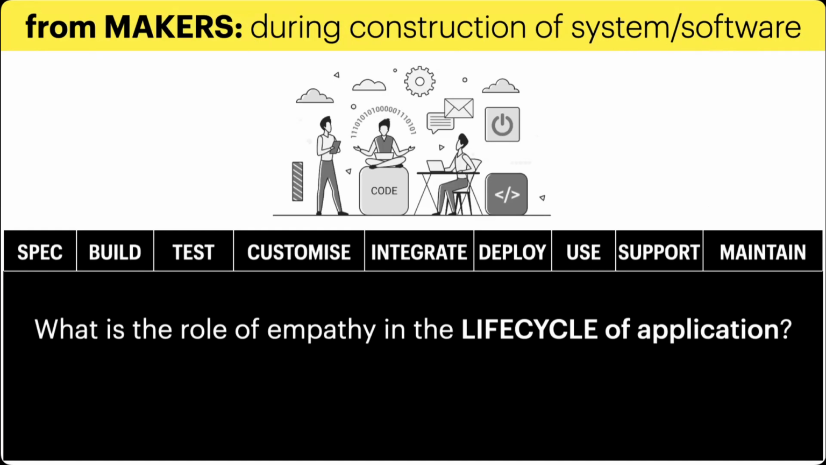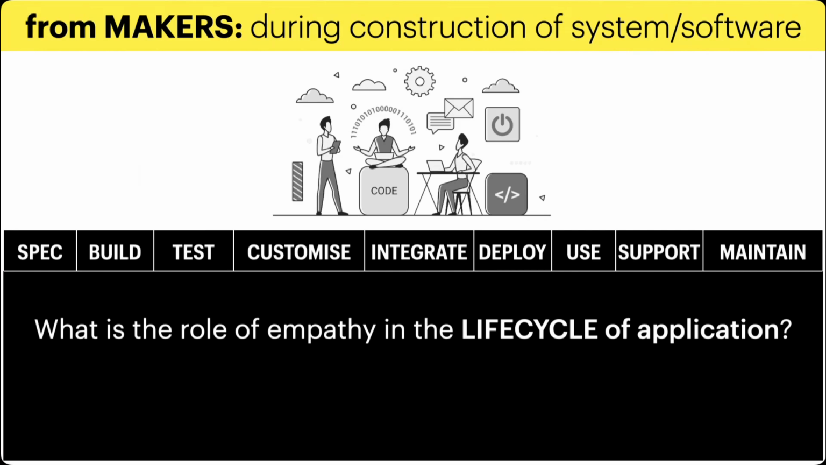Let's look at it from the maker side. That is people like us who construct the system and software. So what do you mean by empathy with the makers? What do they do? If you look at the typical life cycle, there is some spec, there is some construction phase, design, code, there is some test, which is what we probably end up doing most of the time. There are people who will customize products.